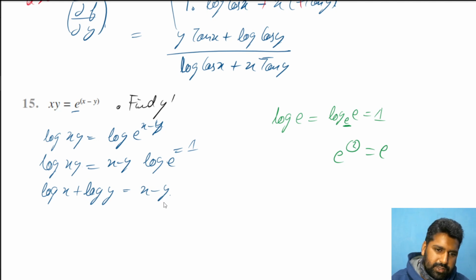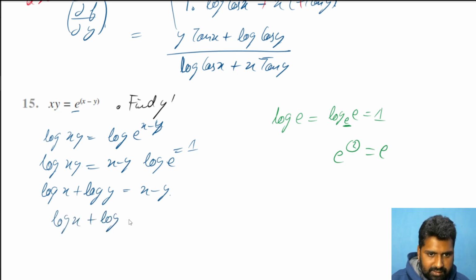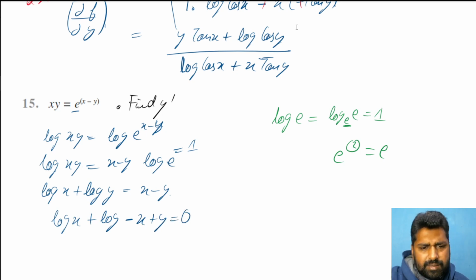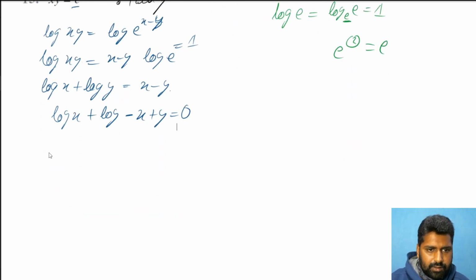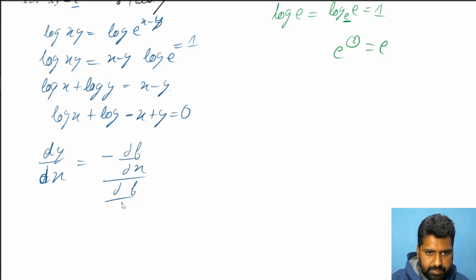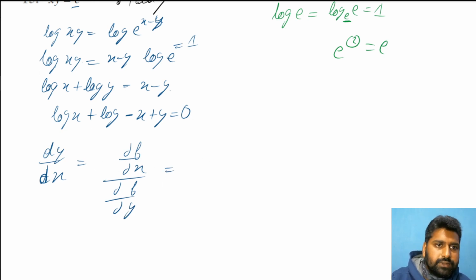Get the whole expression on the left, or your call, you can directly differentiate also. Get the whole expression: log x plus log y minus x plus y equal to 0, and let's use the same concept, dy by dx equals partially with respect to x upon partially with respect to y. Negative again, bad habit. Write it here. Negative, partially with respect to x.